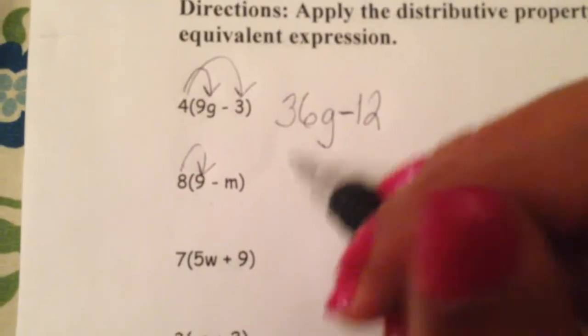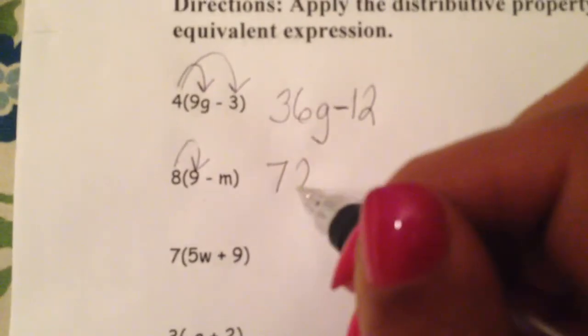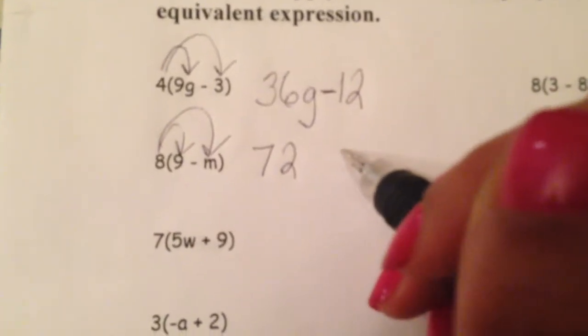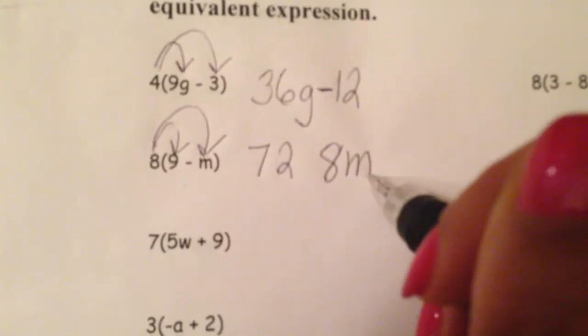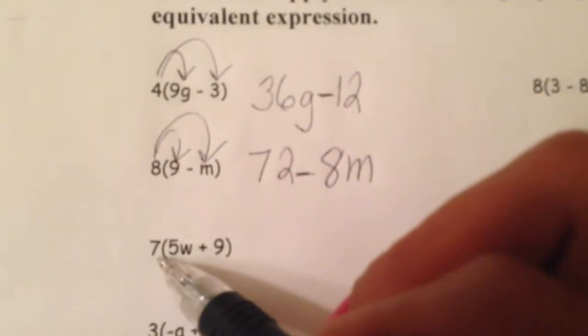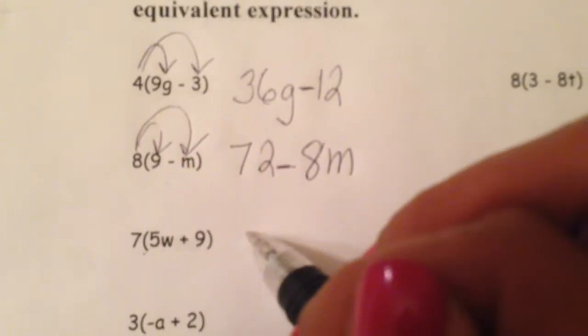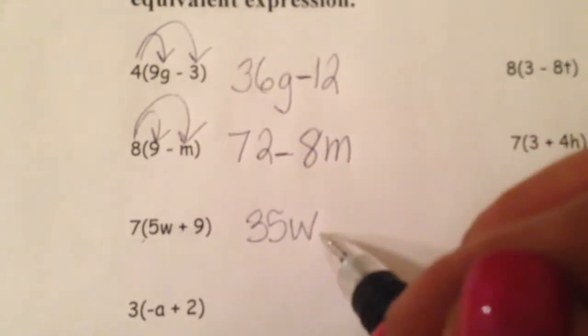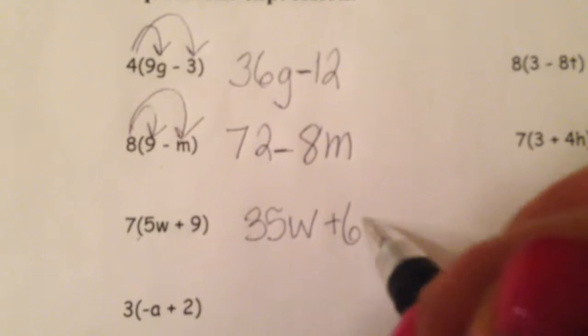8 times 9, 8 groups of 9. Well, that's 72. 8 groups of m? Well, that's only 8m. 8 m's. And again, the negative sign, that's my big key. Here, mentally, 7 groups of 5w: 7 times 5 is 35. 7 groups of 9, 63.